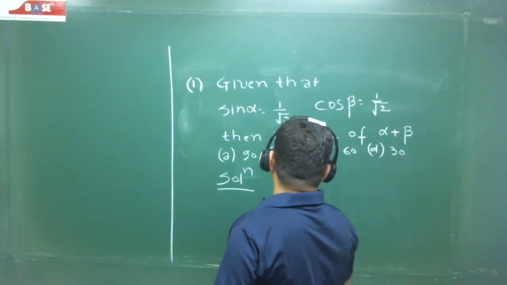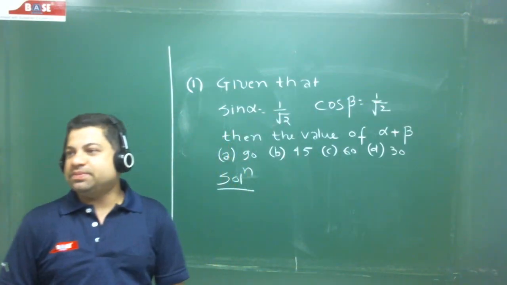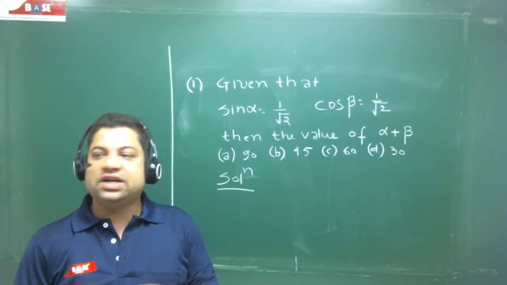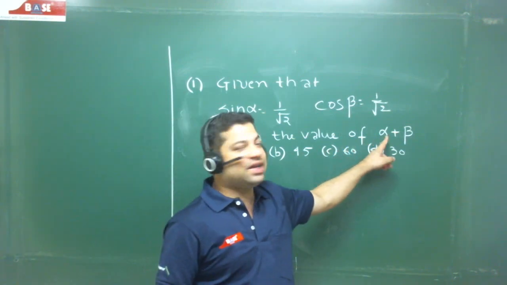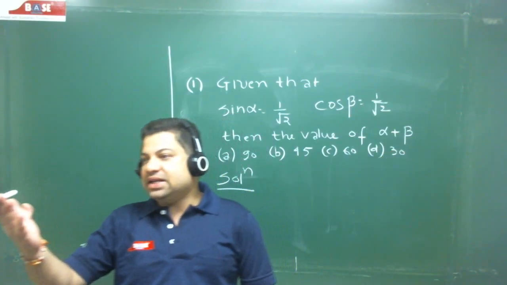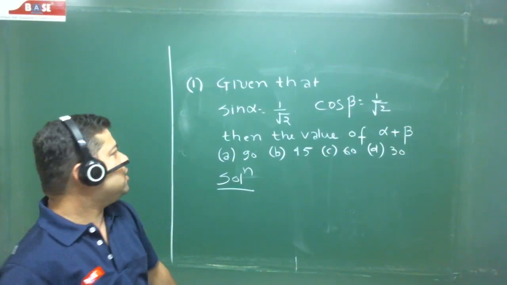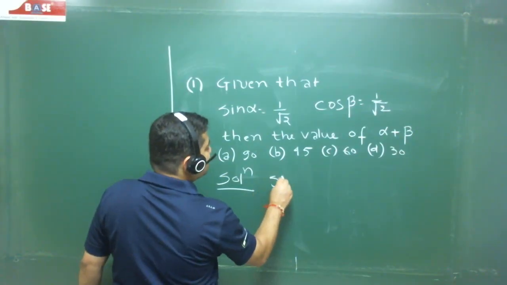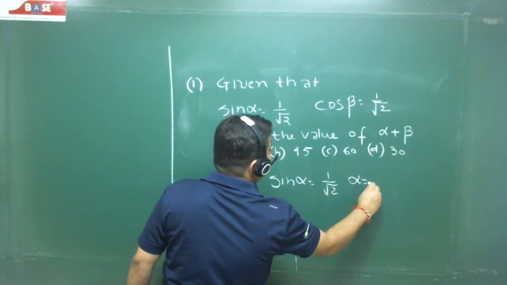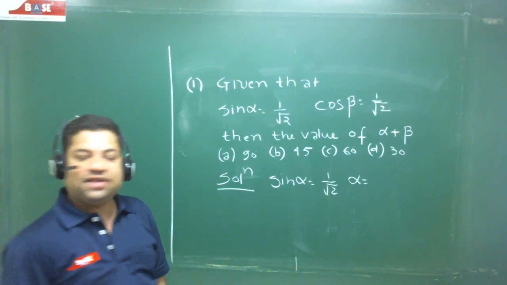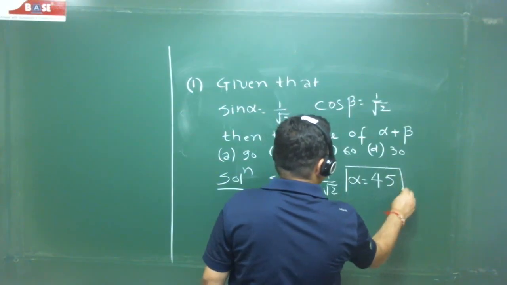Solution. Since we are supposed to find the value of alpha plus beta, if I am able to get the value of alpha and beta, we can plug them in and get our answer. So our thought process is how to get the value of alpha and beta. Since they have given sine alpha is equal to 1 by root 2, and we have just discussed the standard angles we should keep in mind, alpha will be 45 degree.